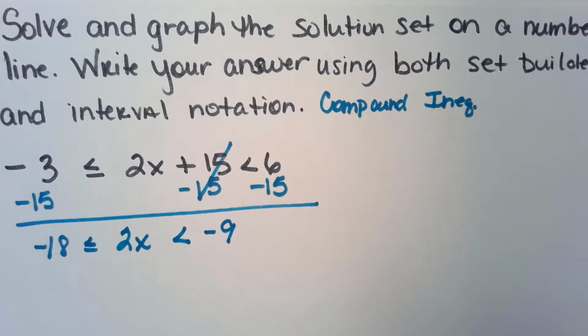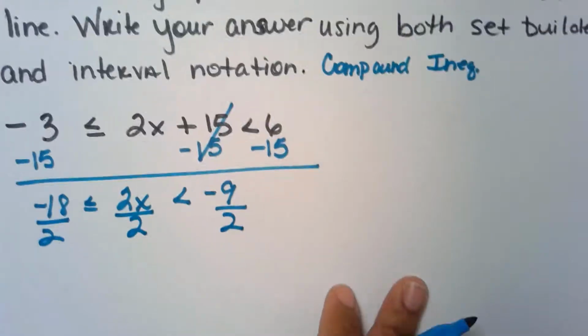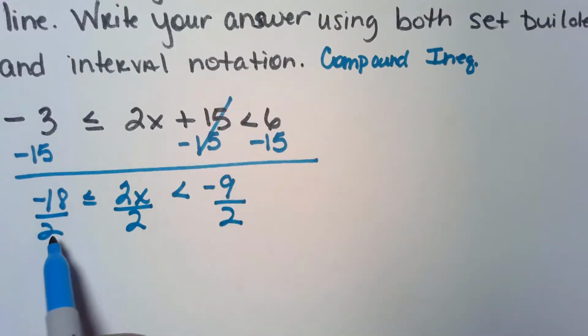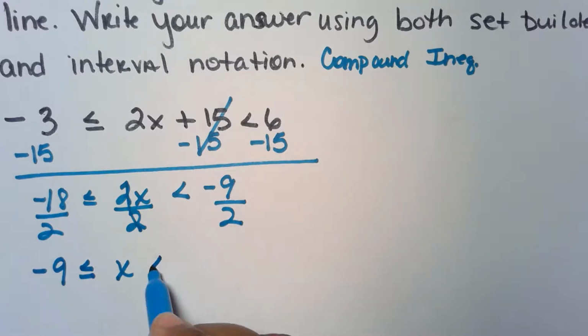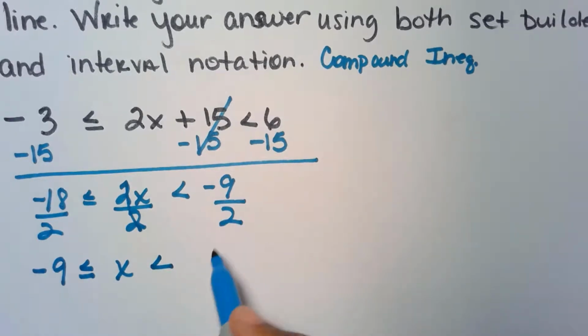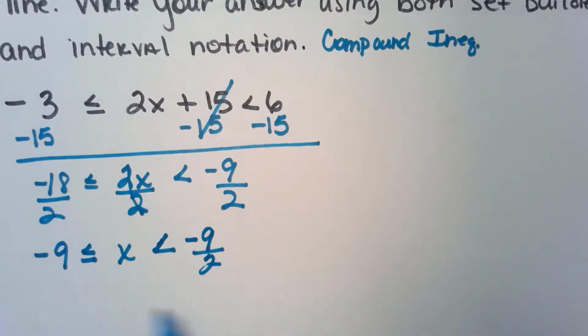All right, so the last step in solving for x, we're going to divide by 2. We have negative 18 divided by 2, that's negative 9, less than or equal to, and in the middle we just have x because the 2s cancel out. It's less than negative 9 over 2, and we're going to keep it as a fraction. So this is what the answer looks like as it's solved. We're looking for all possible values between negative 9 and negative 9 over 2.